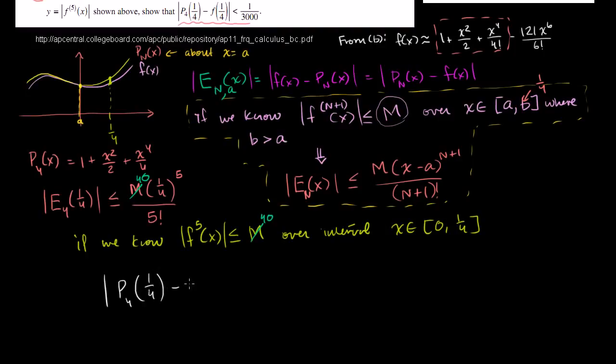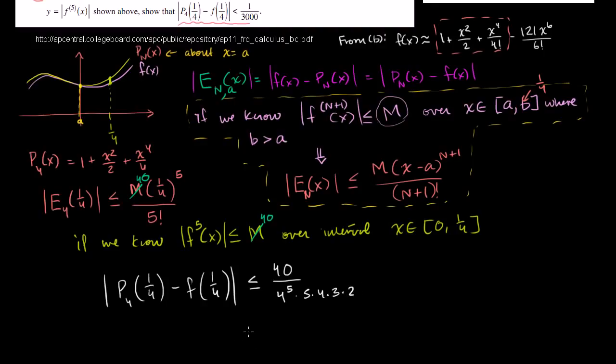So this, based on this property, we can say is less than or equal to 40 times 1/4 to the 5th power. So this is 40 times 1/4 to the 5th power. So I could just say divided by 4 to the 5th power times, and in the denominator here we have 5 factorial. I'll just write it out: 5 times 4 times 3 times 2, and we don't have to write the 1. That doesn't change the value.